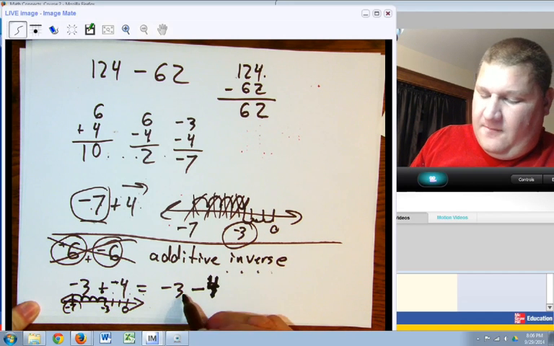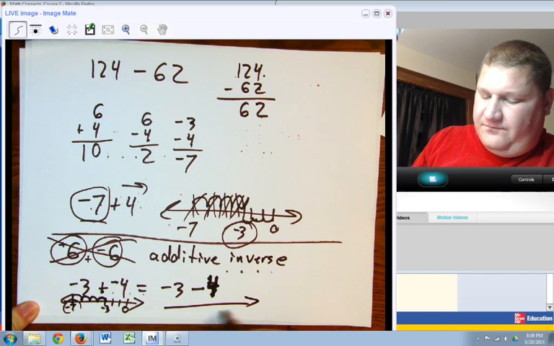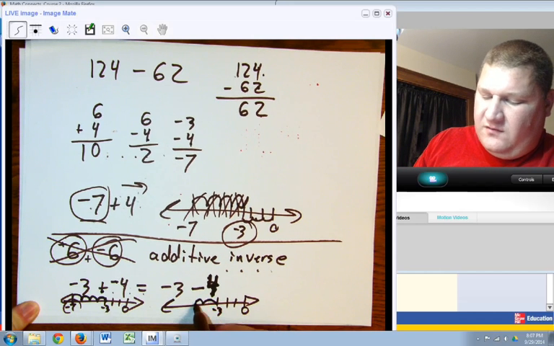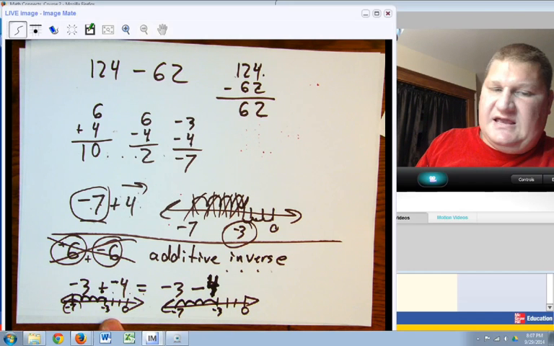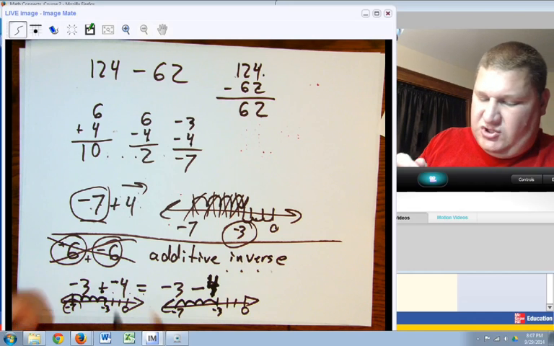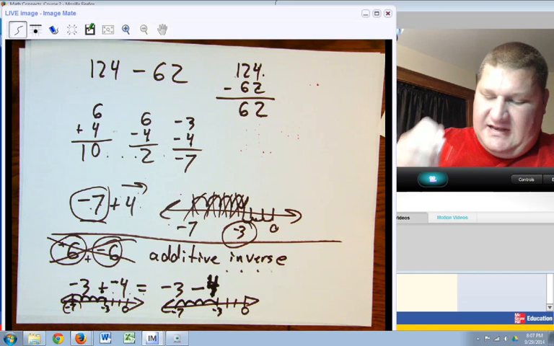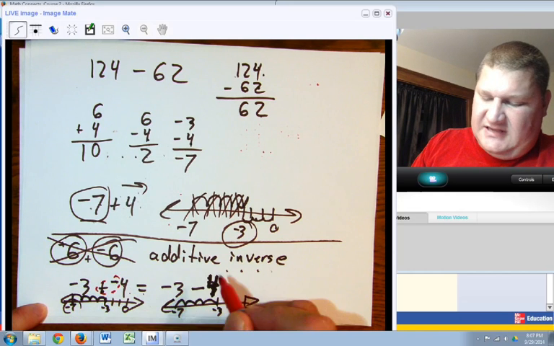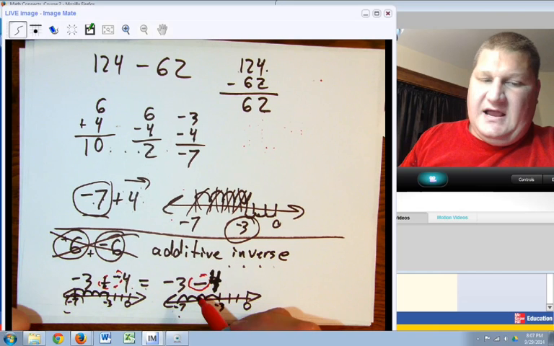Over here, I already owe 3, and now they're going to take away 4 more. 1, 2, 3, 4. Negative 7. These two things do the exact same thing. So, plus a negative is the same thing as minus.